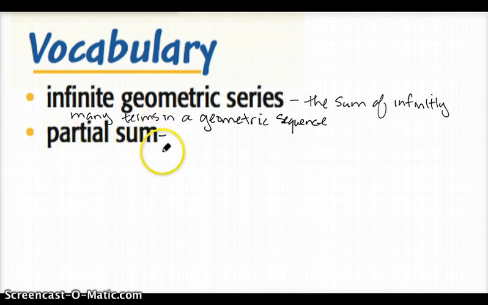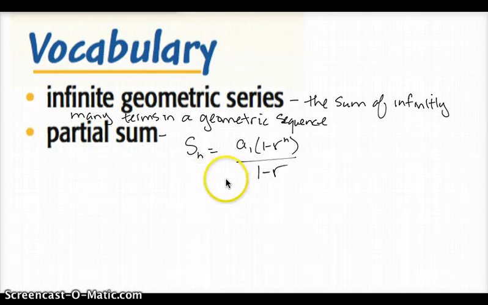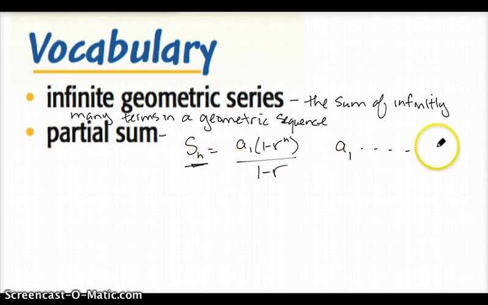And a partial sum would be just the sum of some of the elements of a geometric sequence to form a geometric series. So the partial sum of a geometric series would just be the sum of some of the values. And we saw that in the last section where we had S sub n, which was the sum of all the terms from a sub 1 to a sub n. And so with that, let's go ahead and take a look at another formula.